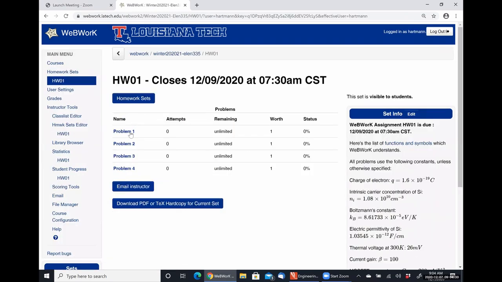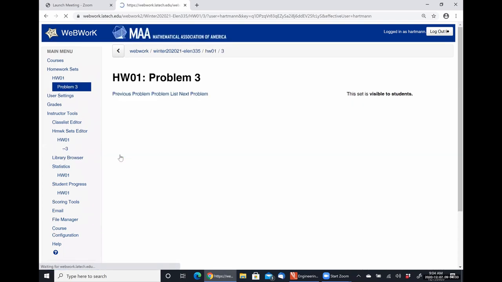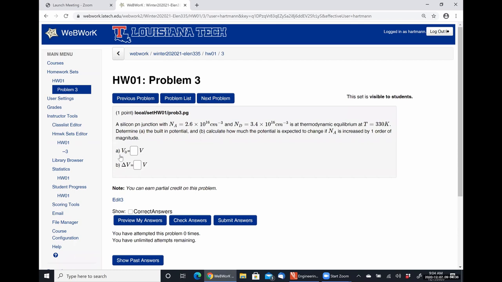So looking at homework one, problem three, simply calculating the built-in potential for a set of parameters, and then part B asks what the change in the built-in potential will be if we increase, excuse me, the acceptor concentration by one order of magnitude, meaning we multiplied it by 10. So if we increase Na from 2.6 times 10 to the 16 to 2.6 times 10 to the 17, what happens? Well, you're going to increase the barrier potential, I think, by about 60 millivolts or something like that. So that one's pretty easy. Next problem.